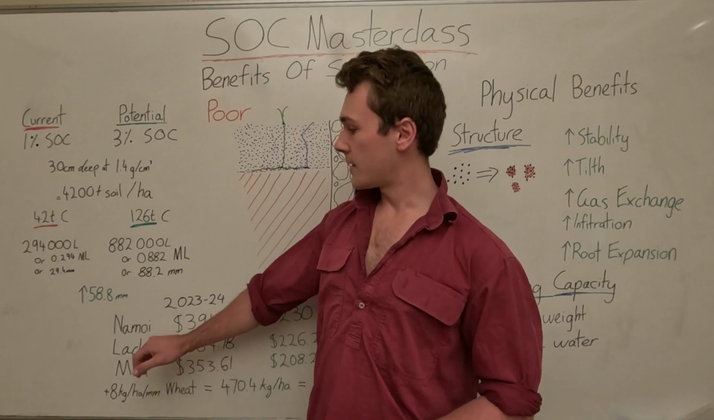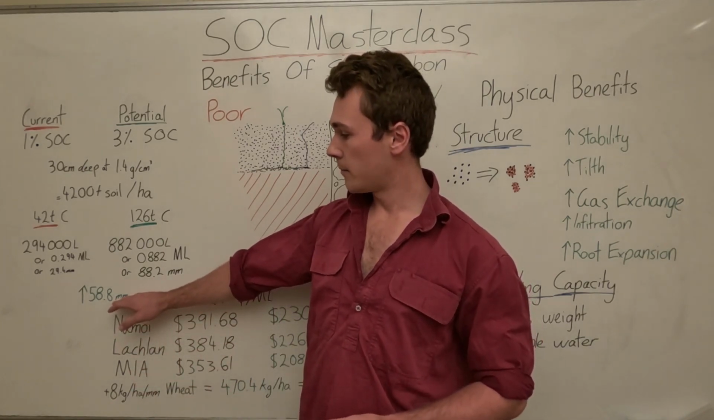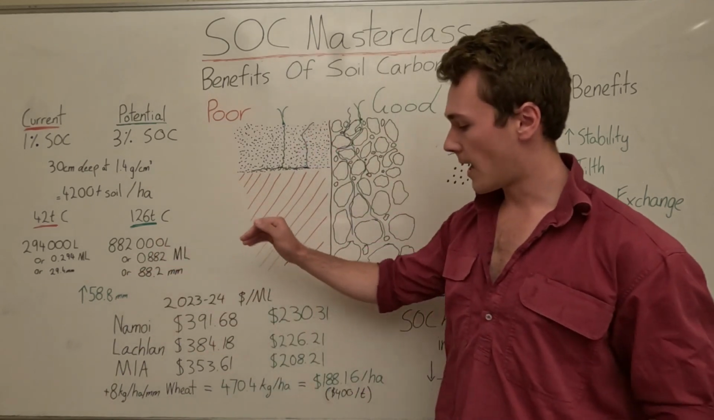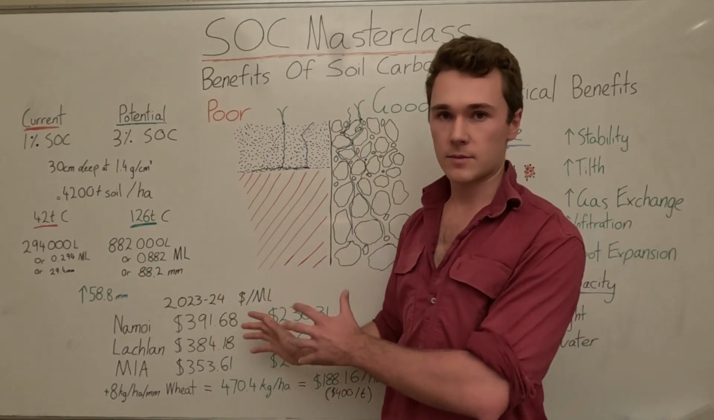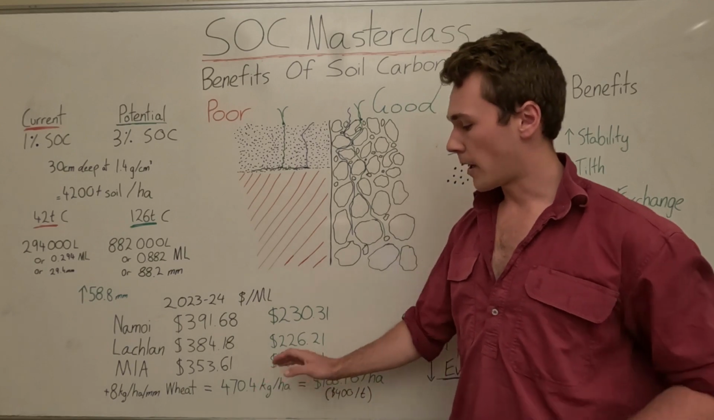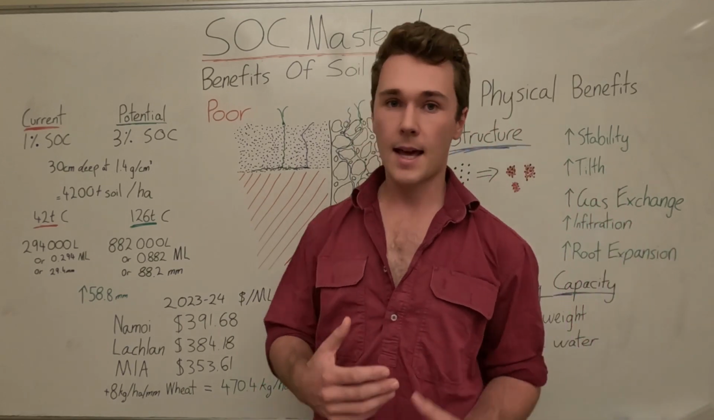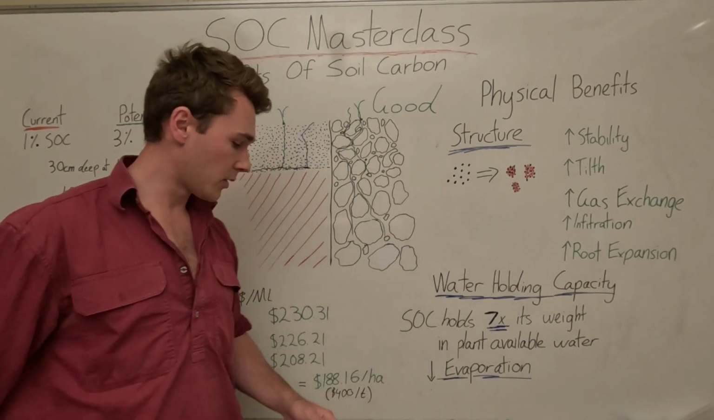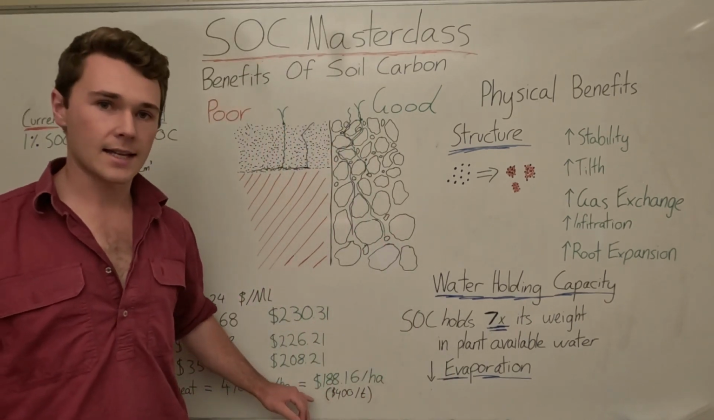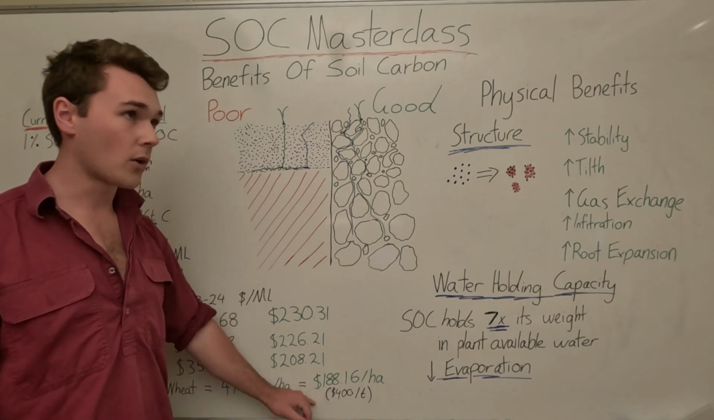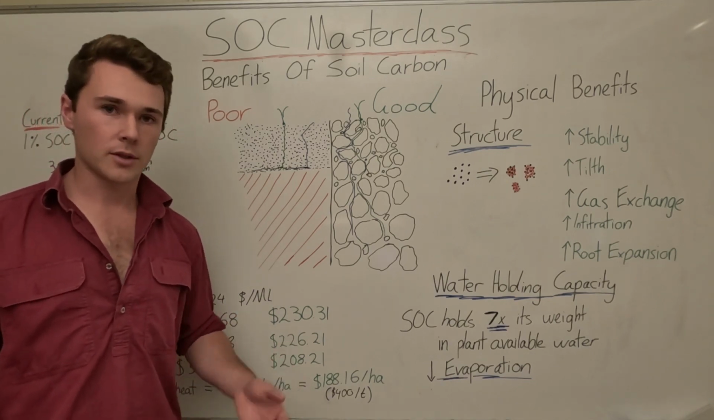Now remember, we increased our plant available water by 58.8 mils, which means we would be able to increase our production, using this rough ballpark, by 470 kilos per hectare. Now, if we were to think about that as a financial benefit, it would be about $188 per hectare, and that's using a $400 per tonne wheat price.